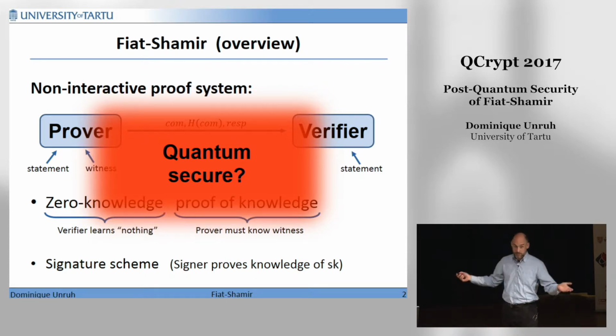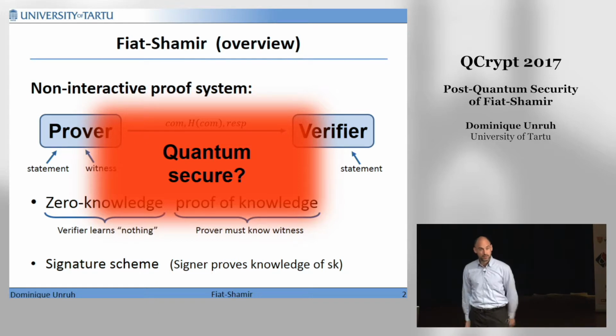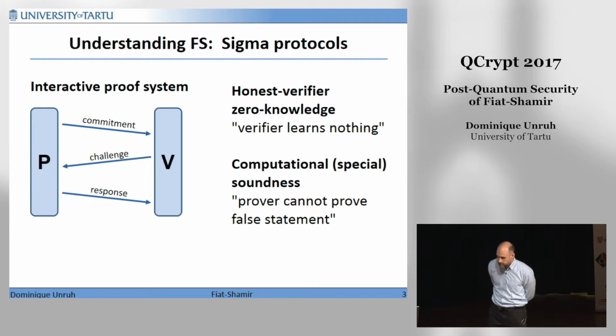But if we want to build, for example, efficient signatures, we would like to know the answer. Is this secure against a quantum computer? So how does Fiat Shamir actually work? To understand how it works, I mean how we build what the protocol does, we need to understand one more concept, that of a Sigma protocol.